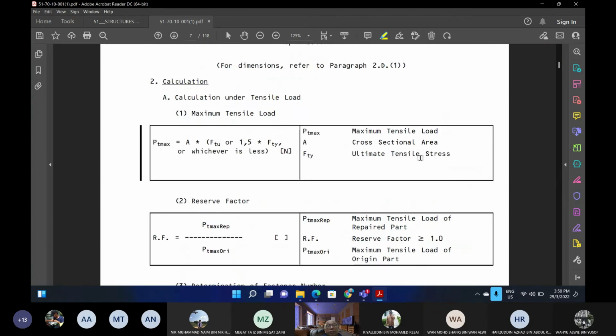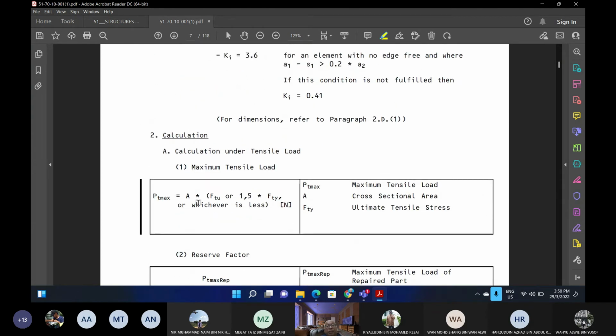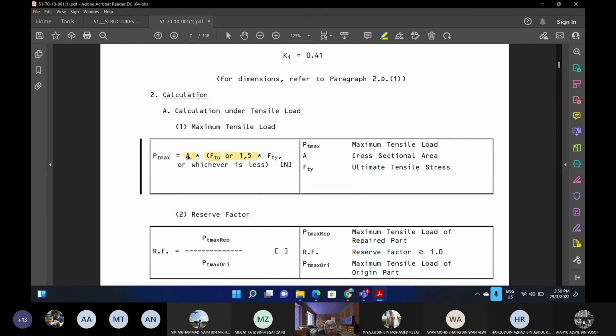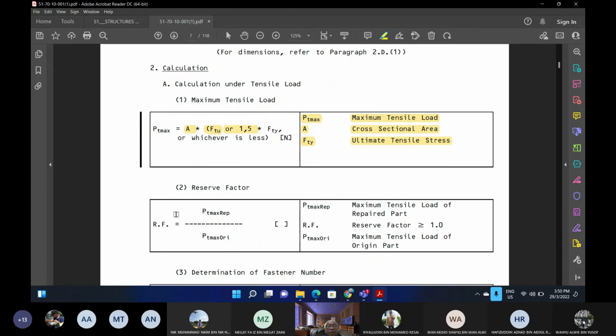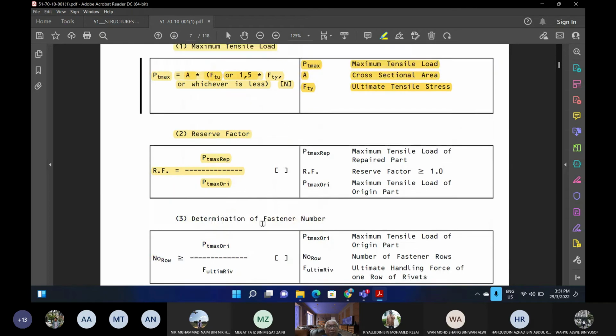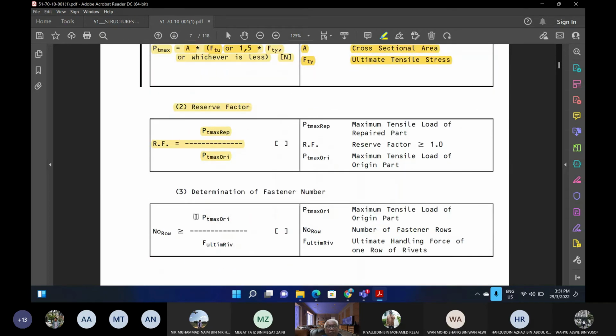So check this equation, given how to calculate the cross-sectional area over the stress. I will explain to you later on the FTU or 1.5 times FTY. However, what I'm trying to say is, for the load, you have to multiply the cross-sectional area with the stress of the material. So it's given here. And then from there, you calculate the reserve factor. And then next, you determine the number of fasteners.